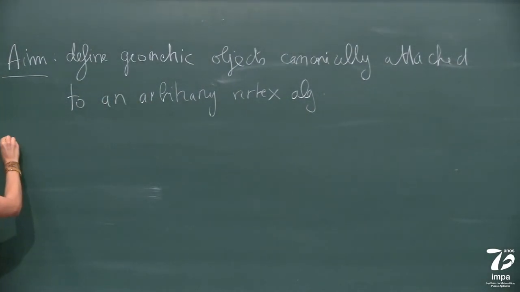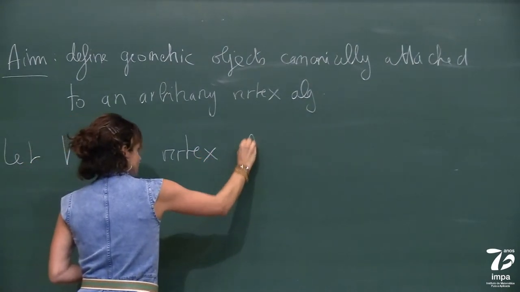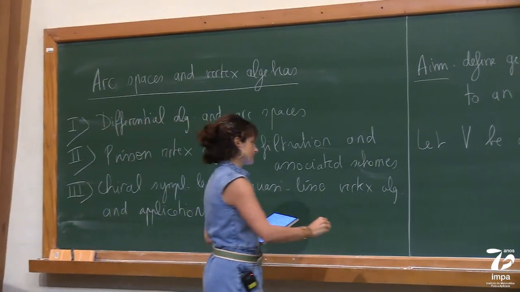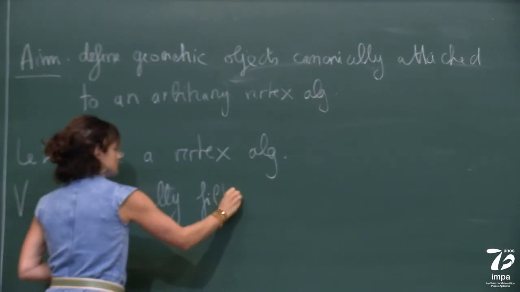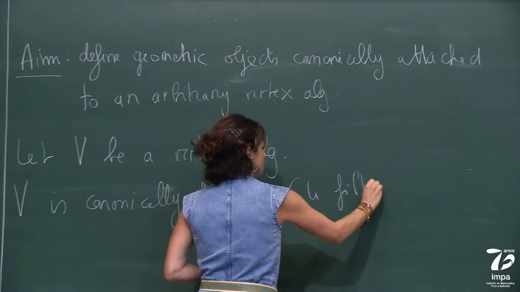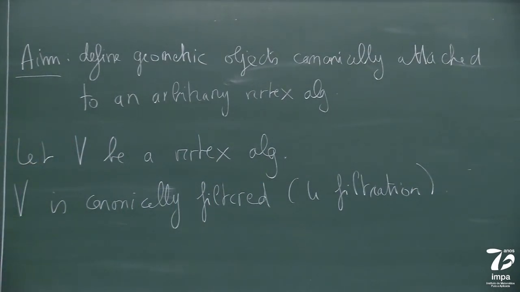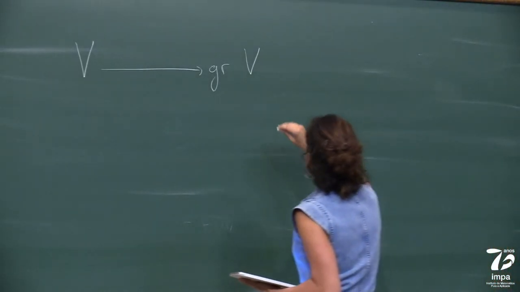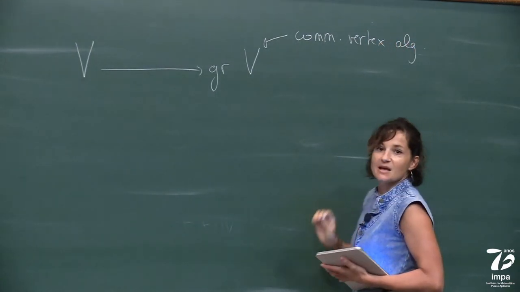So I start with an arbitrary vertex algebra V. So as we will see probably on Wednesday, V is canonically filtered by the Li filtration. So I will give a precise definition in the next lecture. And so we can consider the corresponding graded space. So this will have naturally a vertex algebra structure, but moreover, it will be a commutative vertex algebra. So these are the simplest examples of vertex algebras.